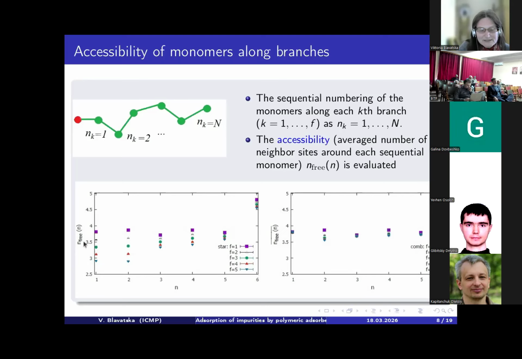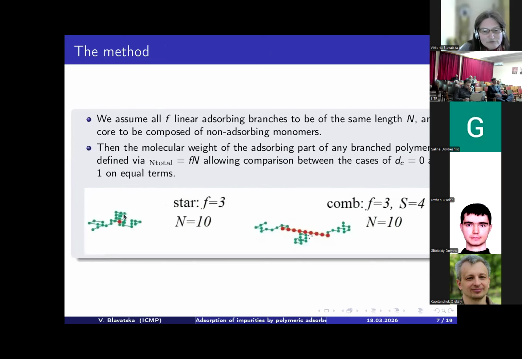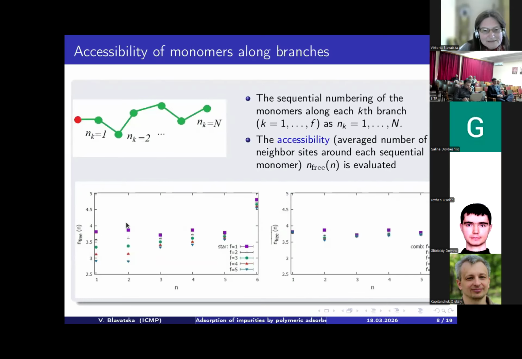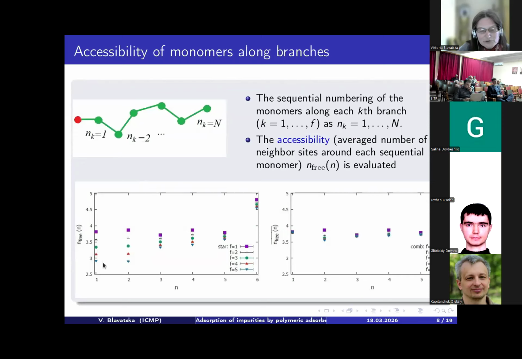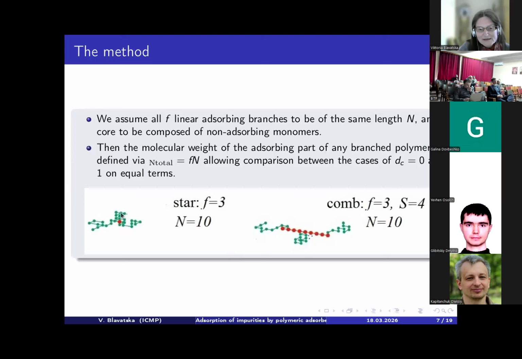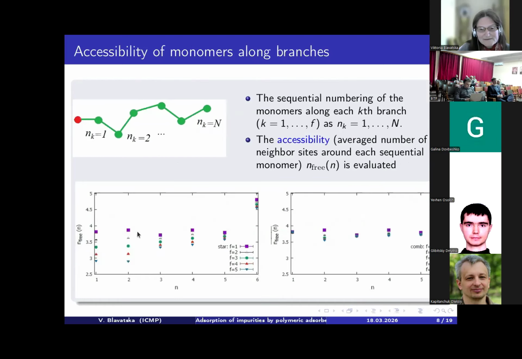For the star-like structure, we can immediately see intuitively from how it looks that the monomers which are very close to the central core, because of this crowdedness effect, have very bad efficiency. The accessibility is very low, and actually it decreases with increasing number of branches. So the greater the amount of these grafted chains, the worse for accessibility, because they create some crowdedness effect for each other.